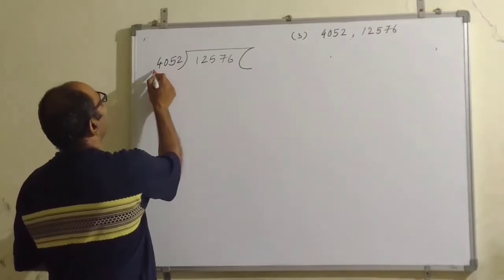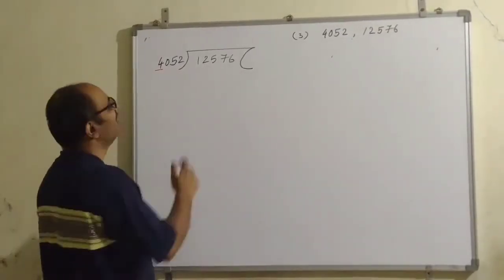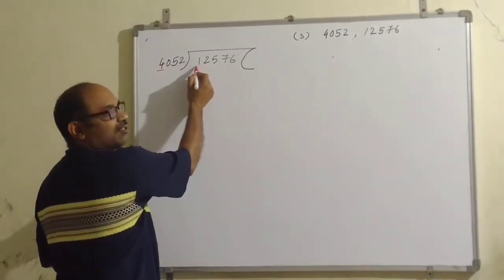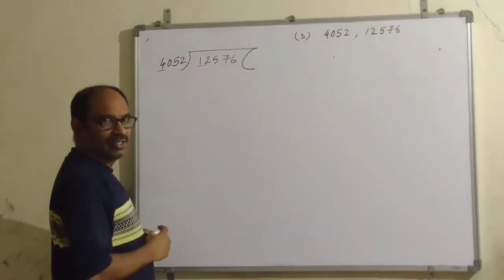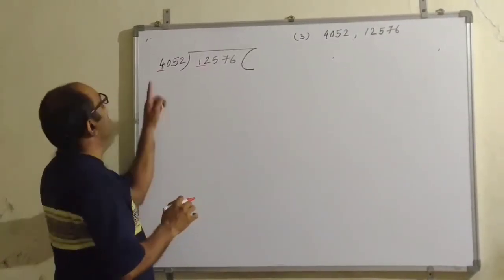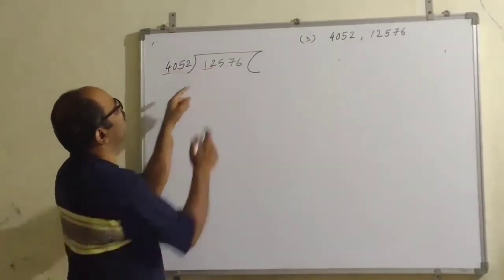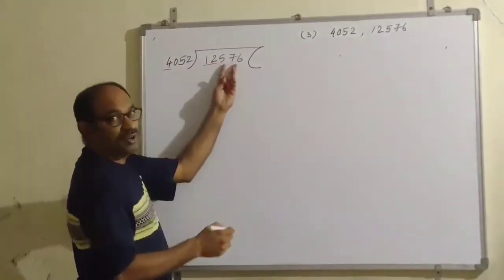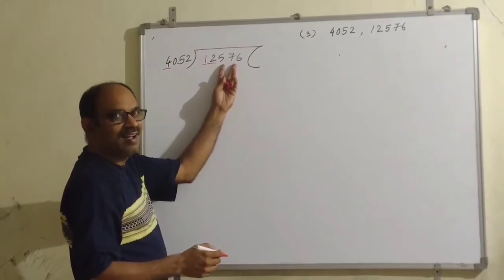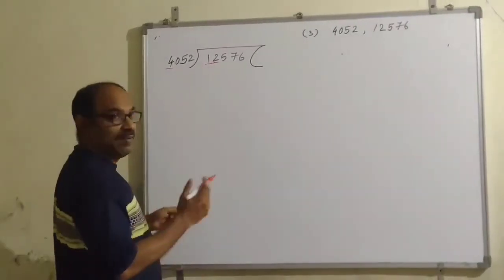Now, here I'll take only one digit. That's okay. If I take one digit, it is 1. So I'll have to choose 2 digits, 12. That is greater. After one digit, there are 3 more digits. So after this 12, there should be 3 more digits. And there are 3. So you can divide.